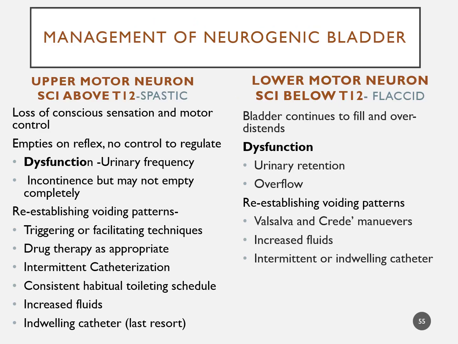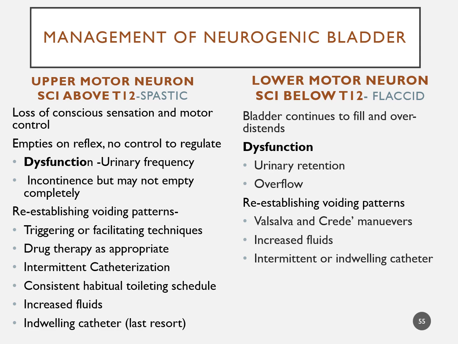Managing a neurogenic bladder. So our patients that have those upper motor neuron injuries, that's those spastic injuries. Think about spasticity and think about if your bladder is spastic. And again, the patient doesn't have any sensation or motor control, and the bladder may empty on reflex, but the patient can't control it. So think of a spastic bladder. It can be urinary frequency. The patient may be incontinent, but they're not going to be able to empty their bladder completely.